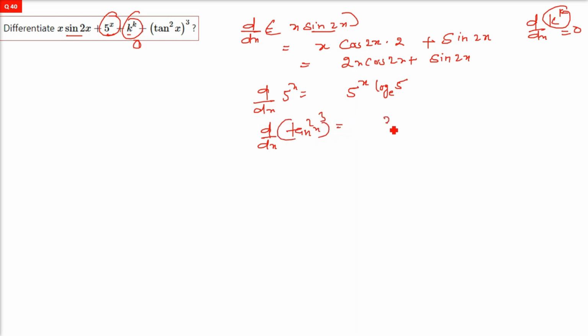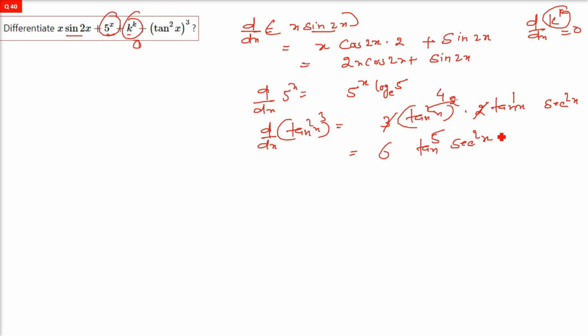And d by dx of tan² x to the power 3. So it will be 3 tan² x to the power 2, because it is to the power 3. Then we will do the derivative of tan² x, which will be 2 tan x. Then the derivative of tan x will be sec² x. So what all we get? 3 tan⁴ x... tan⁵ x and sec² x.